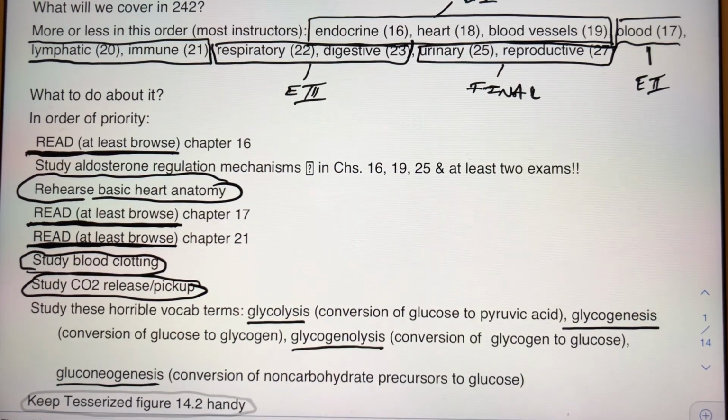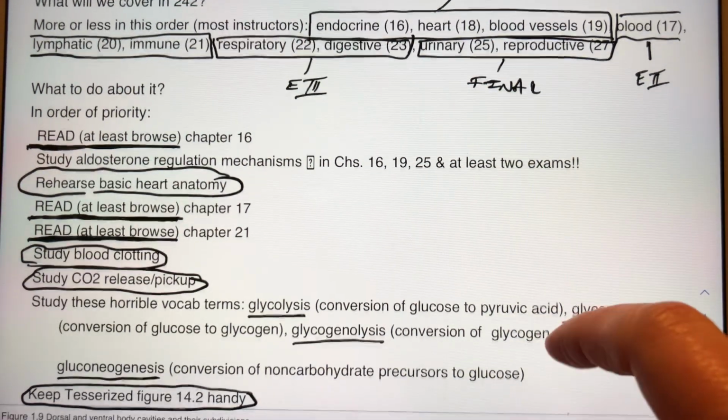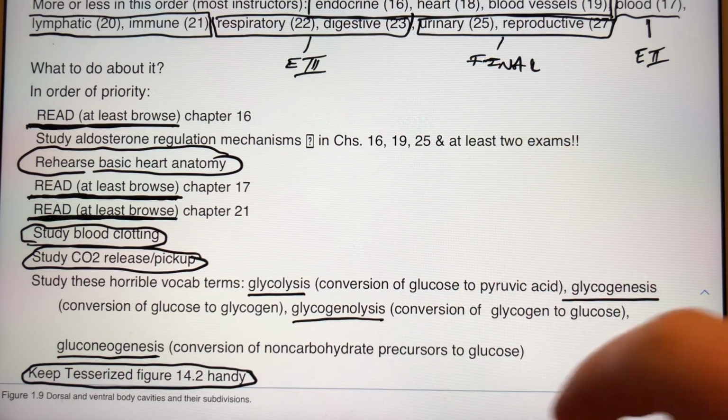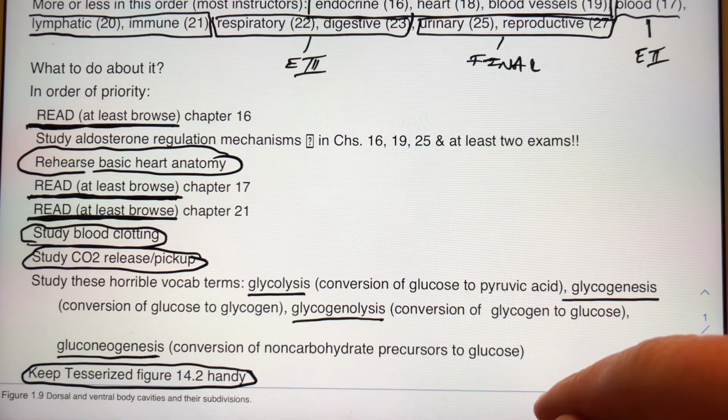And then there really is an argument to help keep sympathetic and parasympathetic straight, clear in your minds. Keep the figure 14.2 handy. So let's move on to the slides and see what's coming our way.